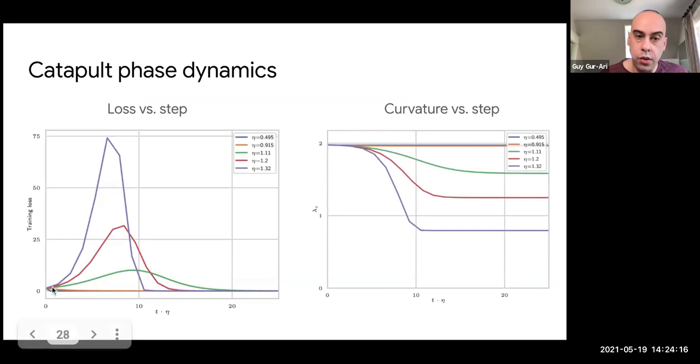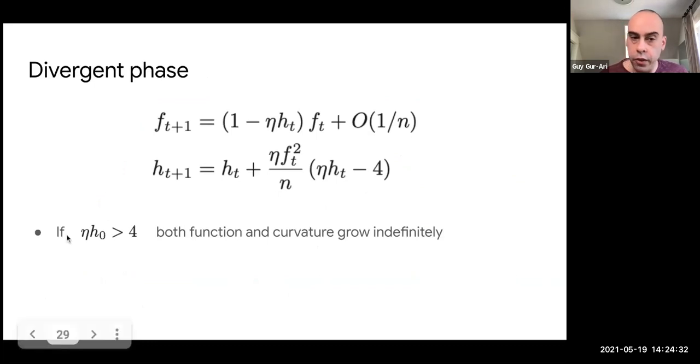So again, in this catapult phase, when we train with a large learning rate, the loss blows up and then goes down. It looks like things are diverging, but actually everything is fine. It's just navigating to an area with lower curvature, and then it converges. And finally, if we increase the learning rate too high, this factor here is going to become positive. The curvature is going to keep going up, the function is going to explode, and optimization will just fail. So there's a maximum learning rate beyond which even the full neural network cannot train.